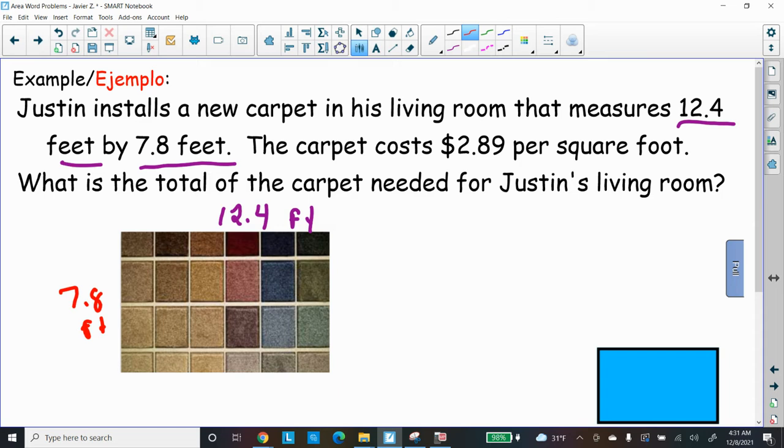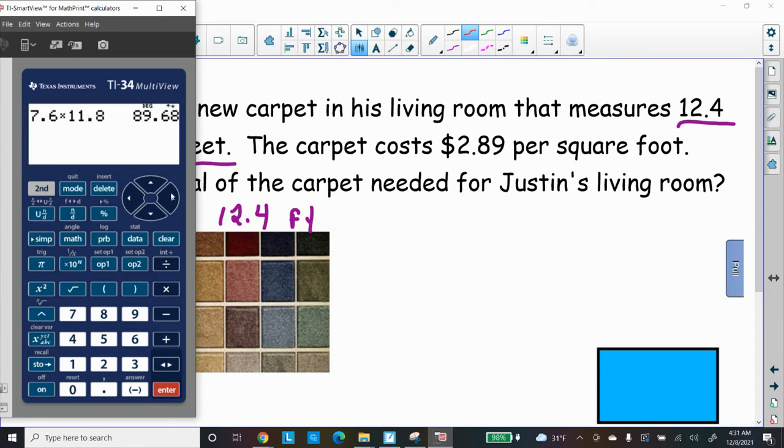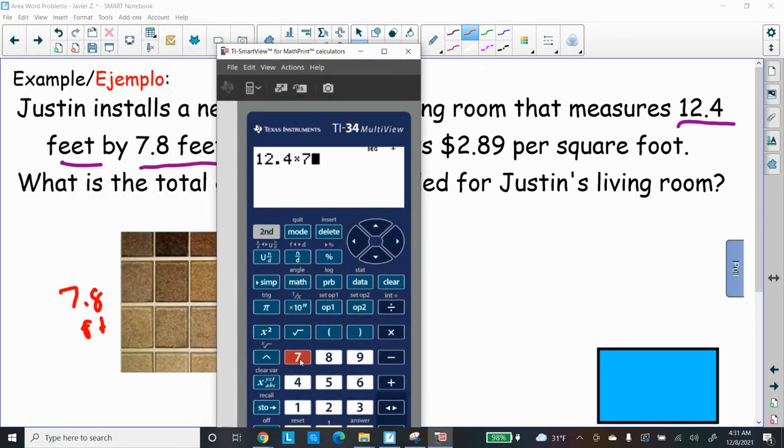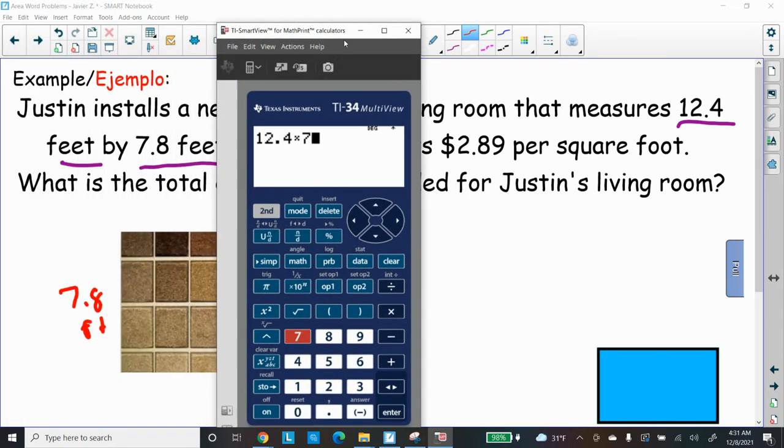And if you remember what we just did in the beginning, we multiplied. So let me get my calculator. The length times the width. So let's clear that. 12.4, and we've got to multiply that by 7.8. This will give us the total area that he needs.